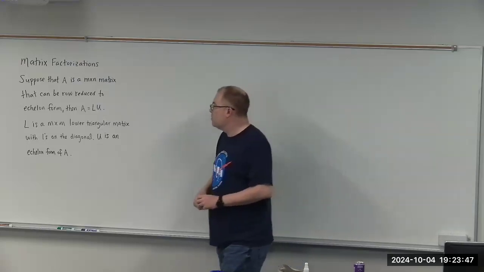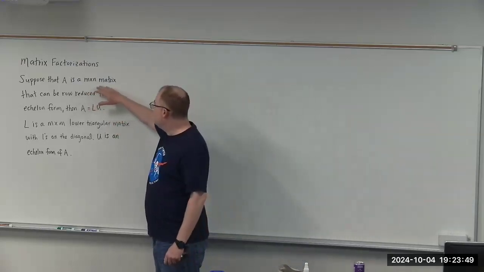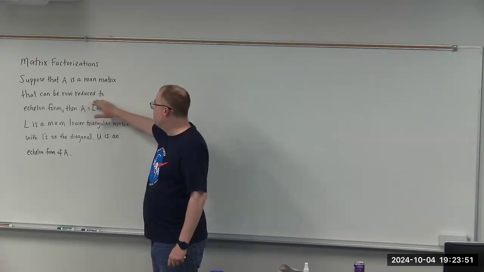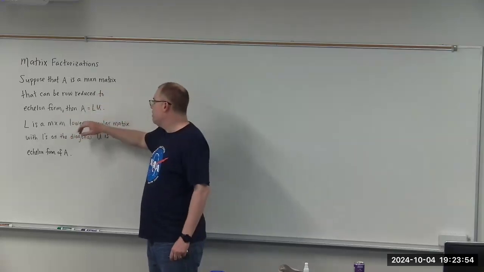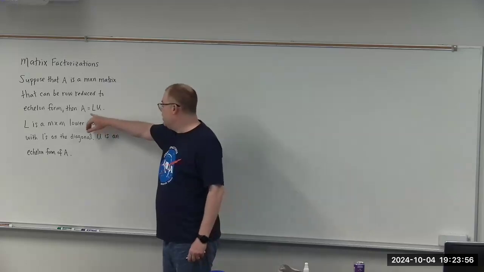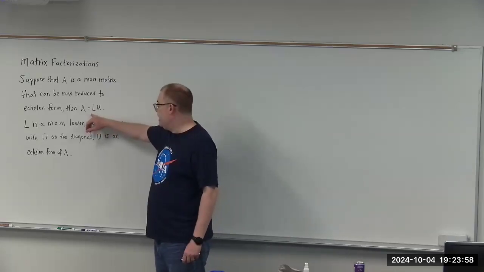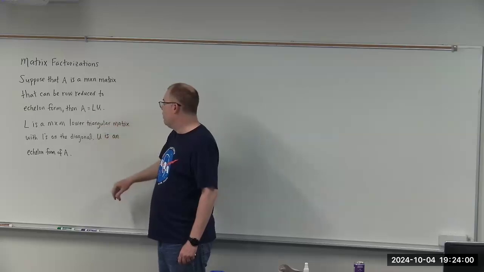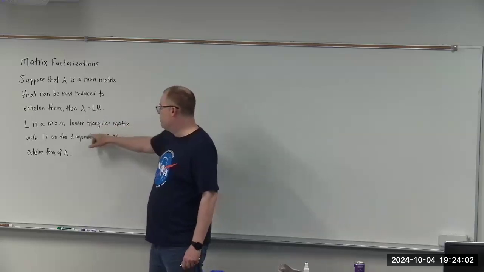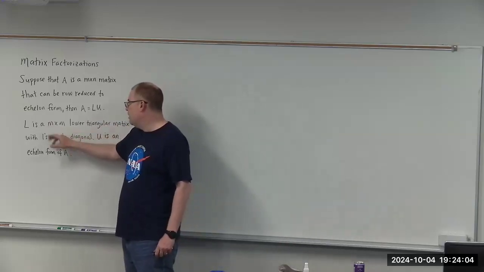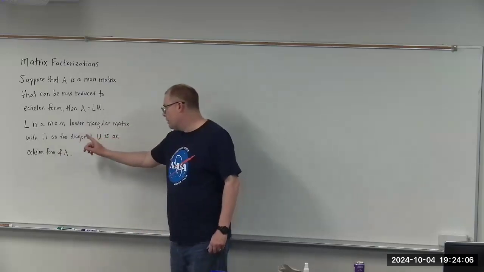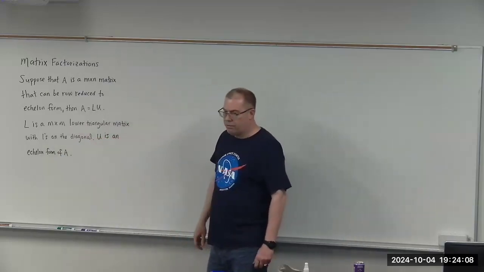So suppose that A is an m by n matrix that can be row reduced to echelon form. Then A can be written as L times U, where L is a lower triangular matrix. So L is essentially m by m with ones on the diagonal, and U is an echelon form.